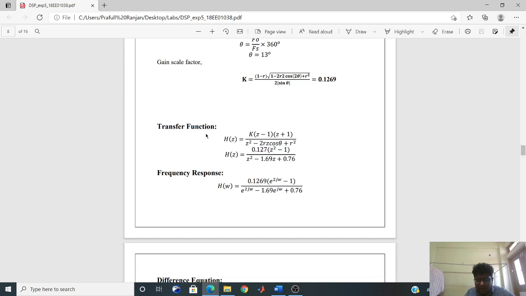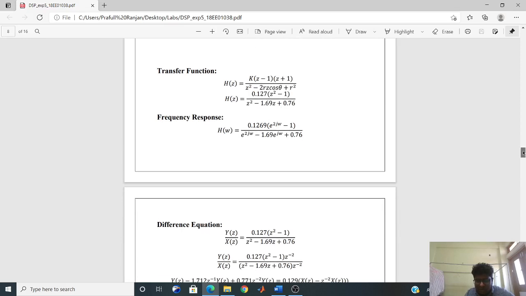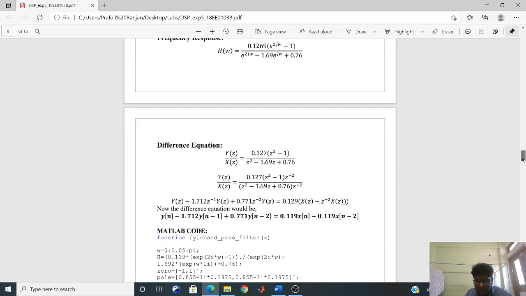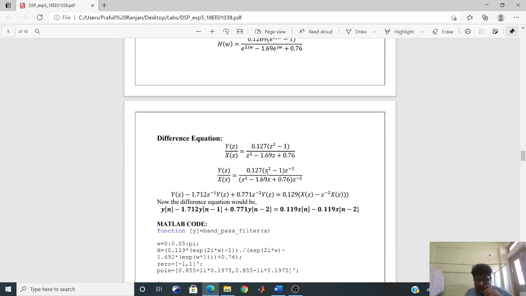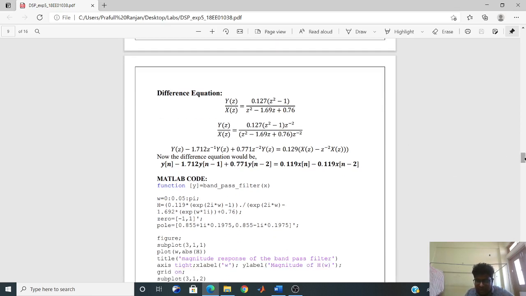And similarly if we put the values, then we will get H of z, the transfer function, and for the frequency response, if we put e to the power j omega, then we will get this transfer function. Using the same fact, H of z is equal to Y of z divided by X of z, we can get the difference equation. We cross multiply Y of z with this one, then we can get the difference equation using the z transform and inverse z transform.